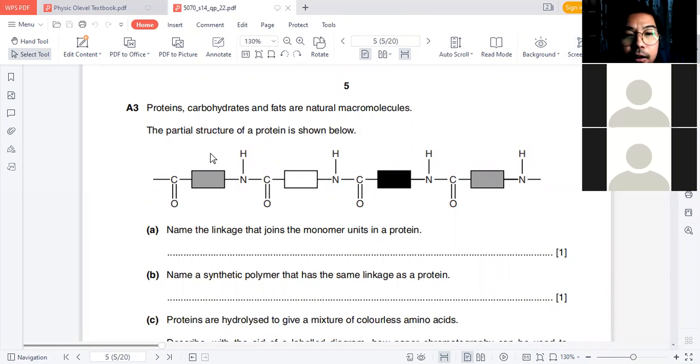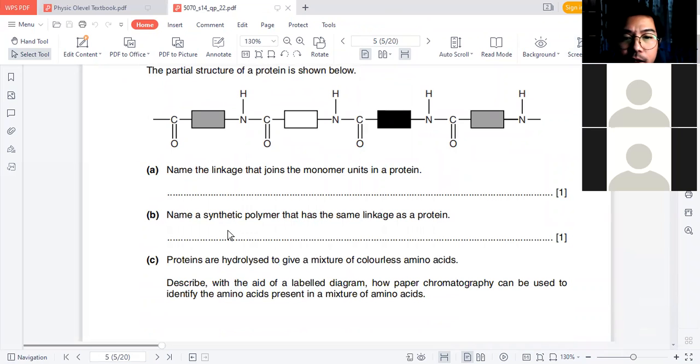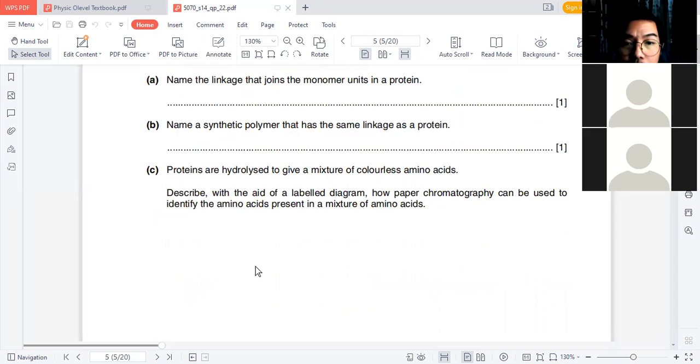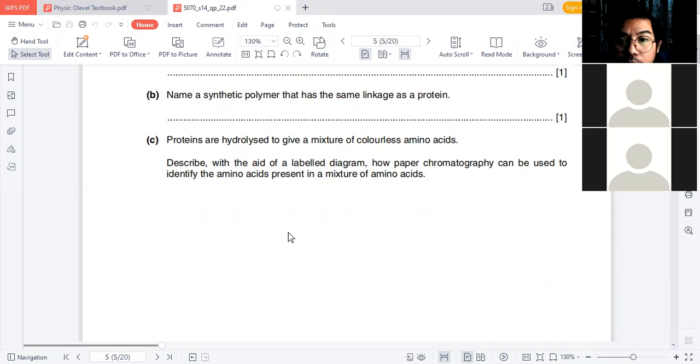Now, here, we actually know the name of synthetic polymers that have the same linkage as the protein. That would be nylon. You can also use Kevlar. Kevlar is one of the synthetic materials that we use with amide linkage. Now, our proteins are hydrolyzed to give a mixture of colorless amino acids.